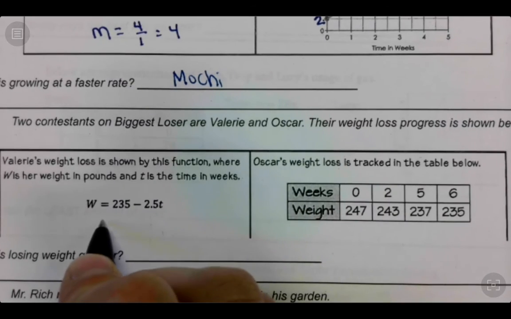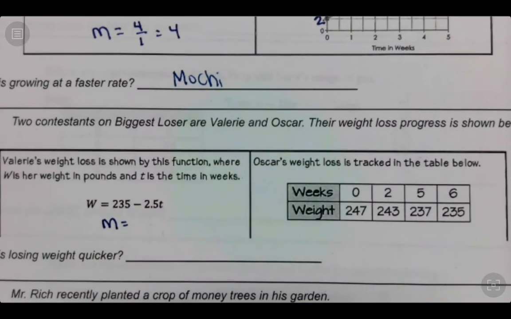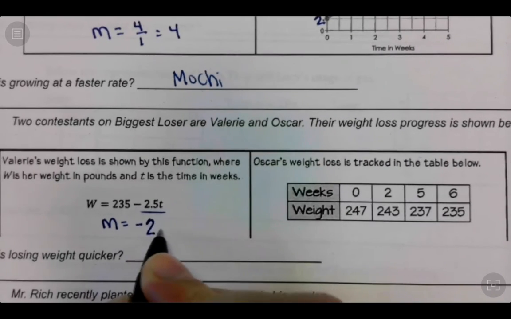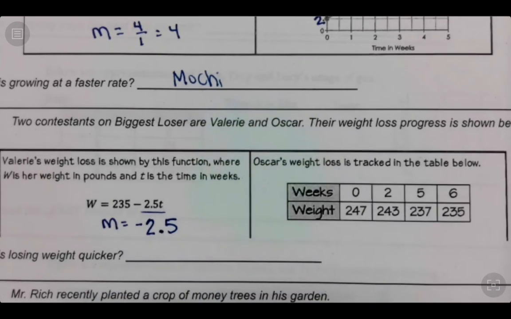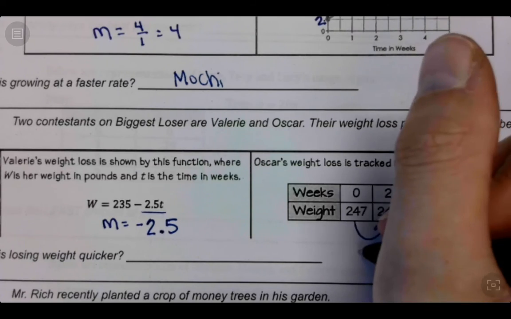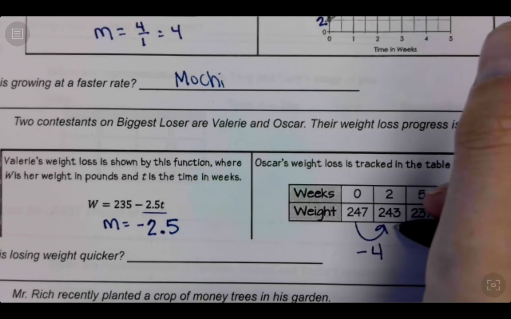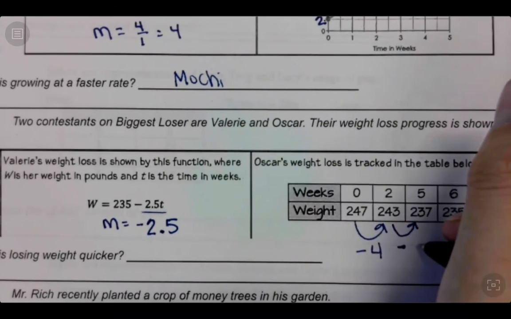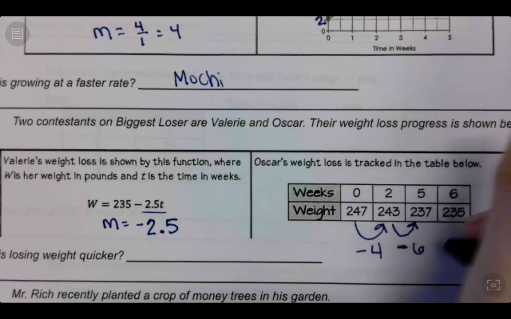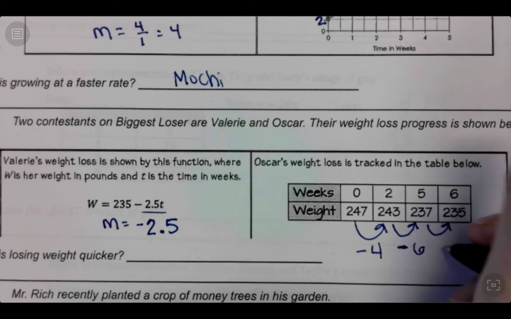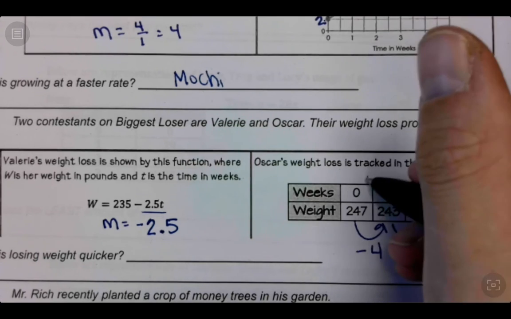So if we're looking here, our m in y equals mx plus b is the number next to the letter. So this is negative 2.5. And now we're looking here. From 247 to 243, she lost 4 pounds. From 243 to 237, she lost 6 pounds. From 237 to 235, she lost 2 pounds.